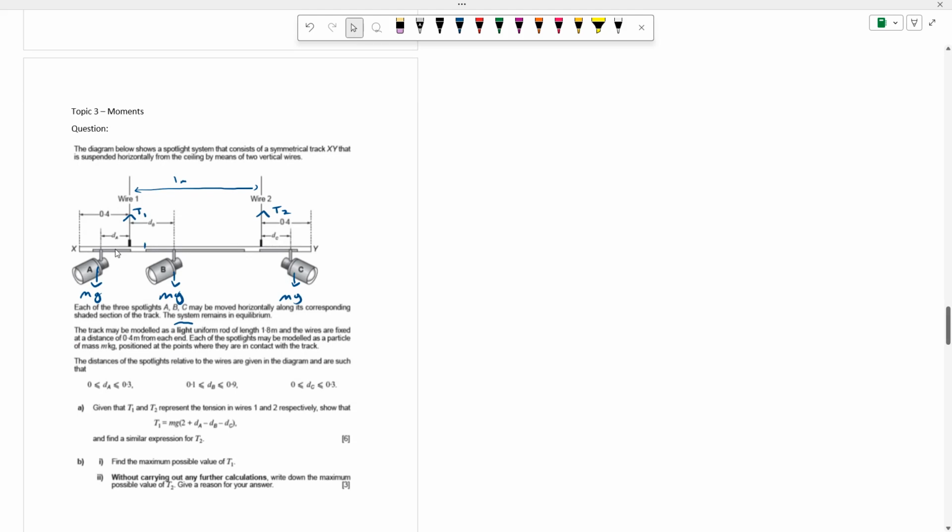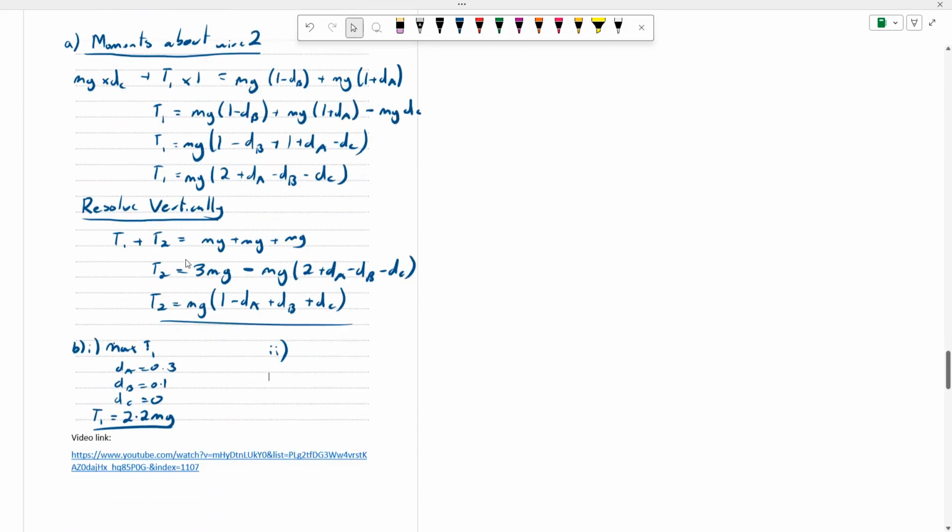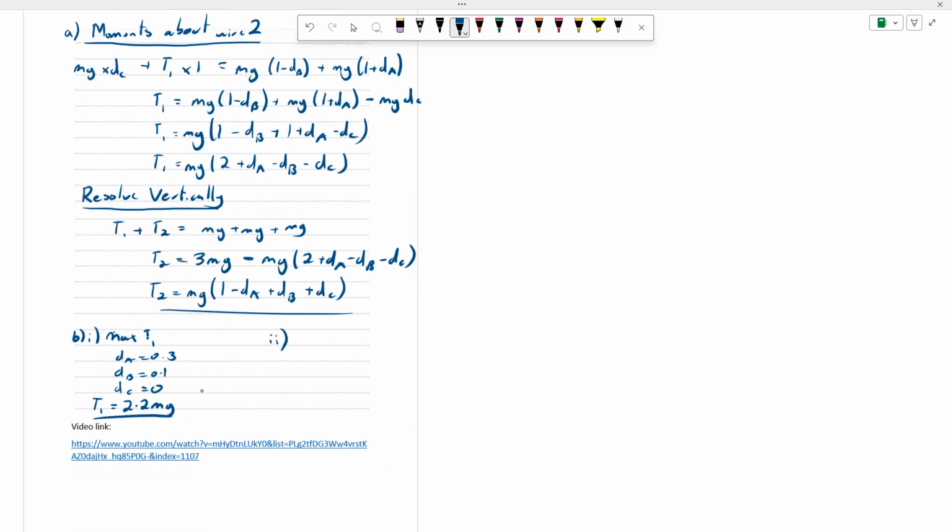If you look, DC and DA are the same, and DB lies perfectly 0.1 either side of wire 1 and wire 2. So this whole thing is symmetrical, which means the maximum value for T2 is going to be the same. So T2 would equal 2.2 mg, because the track is symmetrical.